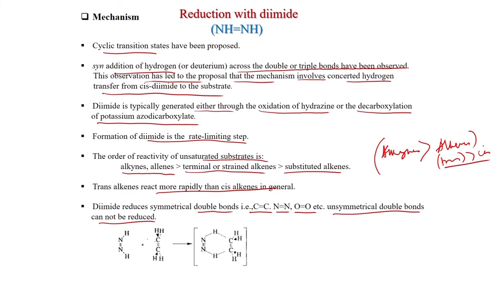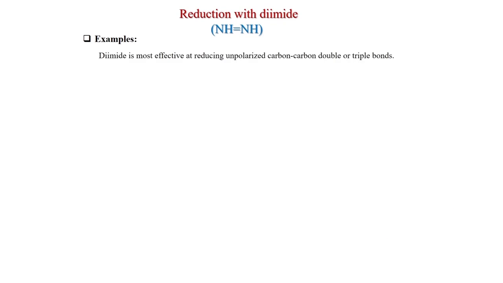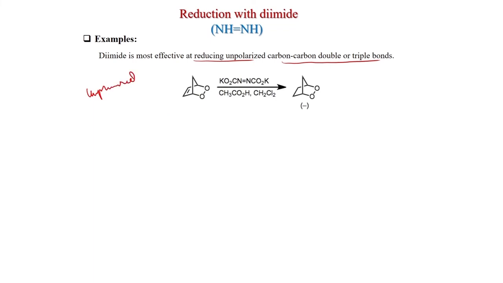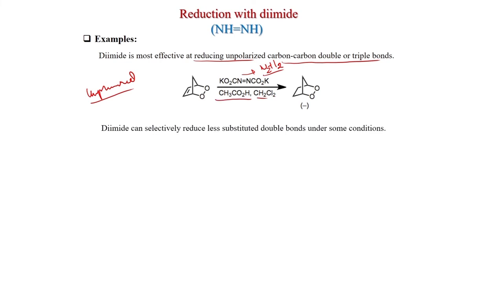The diimide makes a six-membered cyclic transition state, and now the hydride delivery will take place and you get the nitrogen here. So, this goes as a gas. So, the reaction goes to the right side very efficiently. Diimide is most effective at reducing unpolarized carbon-carbon double or triple bonds. Like here, this is unpolarized, and this is the potassium azodicarboxylate. We have shown earlier that this can generate diimide after decarboxylation, and in acetic acid and CH2Cl2 you get this product.